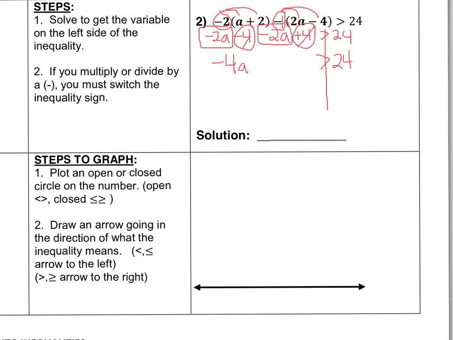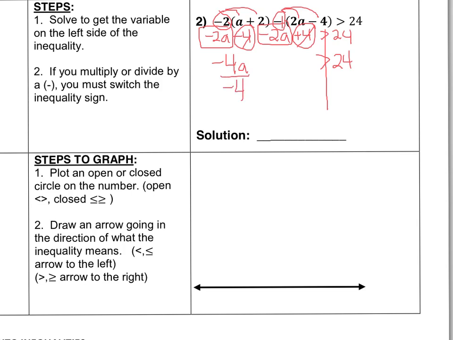Okay, now if you get lost, make sure that you're reading these steps. Now it says solve to get the variable on the left side. Now notice that both of these examples had the variable being on the left side. When you come to class tomorrow, we'll show you some where the variable is on the right side and what you need to do for that.